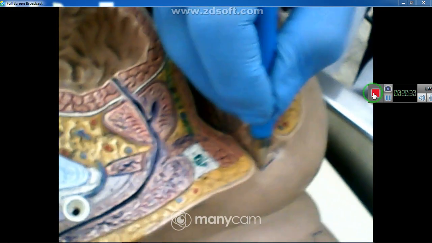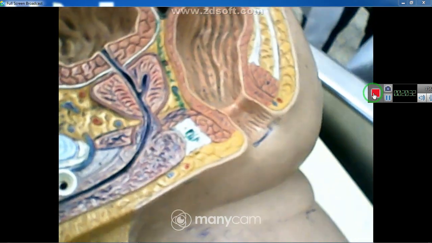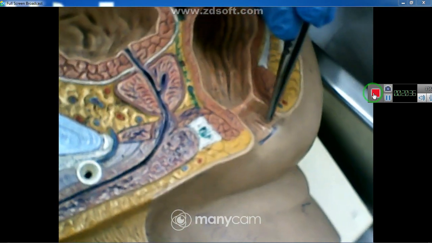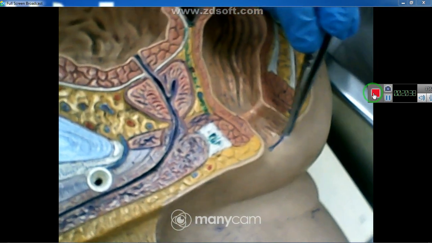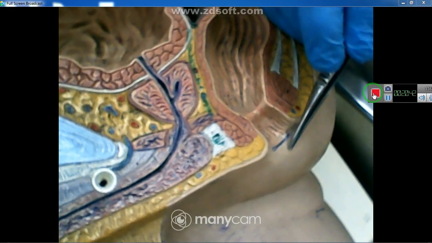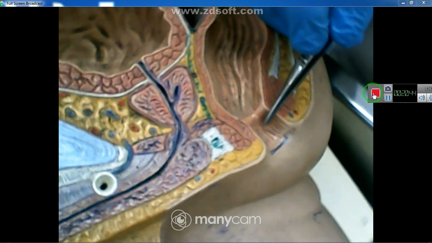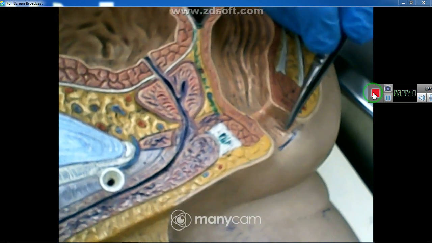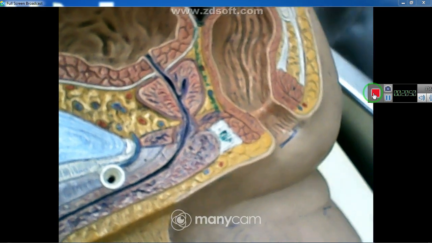Let us imagine that this is the white line. Okay? So you have a pectinate line and a white line that divide the anal canal into three parts: subcutaneous, superficial, and deep part. Of course, above the pectinate line is derived from the endoderm.